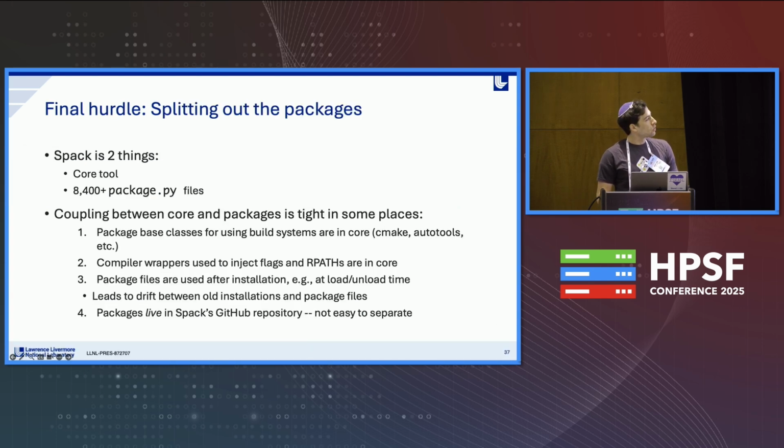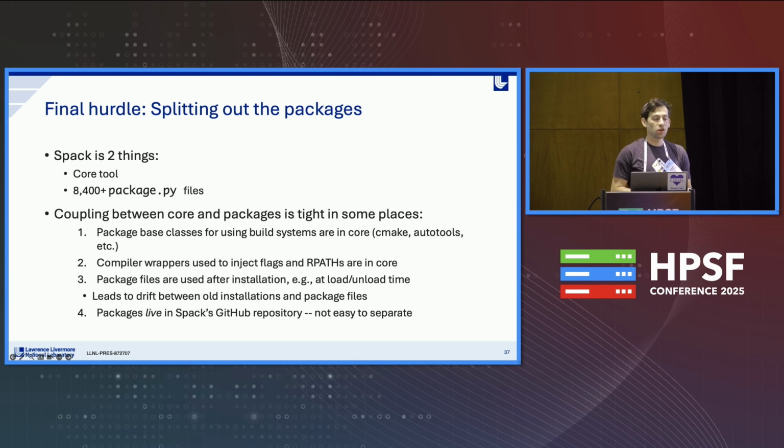All right. So the last thing for 1.0 is splitting out the package repo, right? Spack has two things. There's the core tool, and there's all the packages. And the coupling has typically been pretty tight between those. The build system base classes that the packages inherit from are part of the core tool currently. We're going to separate those out, put them in the built-in repo. The compiler wrappers I mentioned have become their own package.